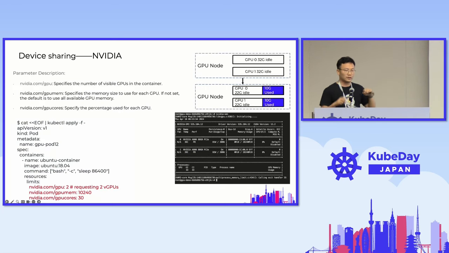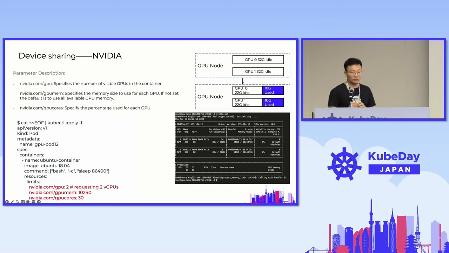Of course, with HAMi-core, GPU sharing is very simple to use, and it's very different from traditional Kubernetes AI pods because resources are specified as properties. The nvidia.com/gpu property means the number of physical GPUs the application wants to use, and nvidia.com/gpumem means the memory limit the application can use on the physical GPU.